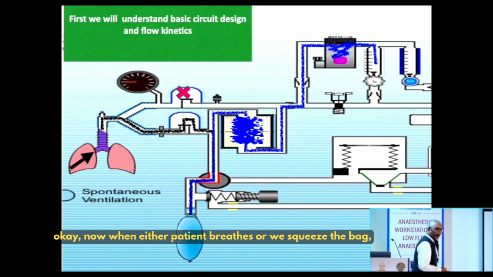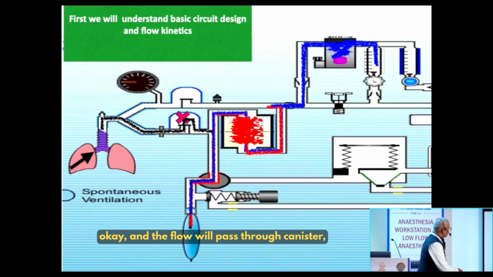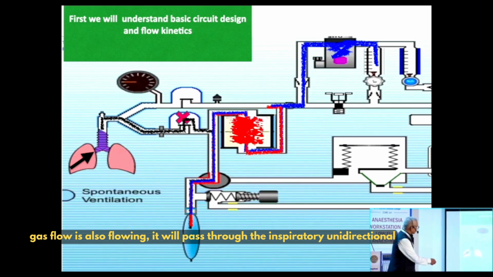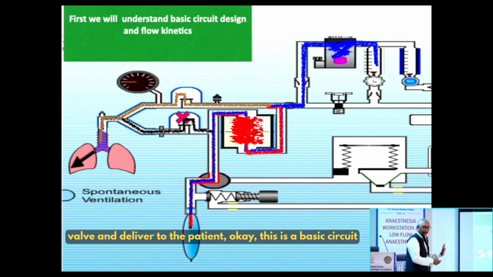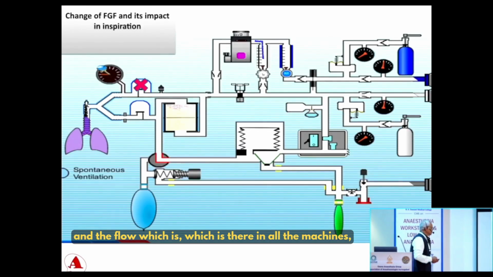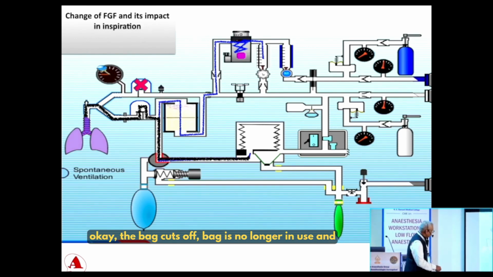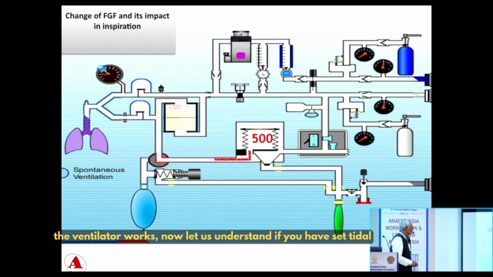Now when either the patient breathes or we squeeze the bag, the flow reverses. The expiratory unidirectional valve will stop, and the flow will pass through the canister. Simultaneously, the fresh gas flow is also flowing. It will pass through the inspiratory unidirectional valve and be delivered to the patient. This is the basic circuit and flow in all the machines. If we switch over to the ventilator, the bag cuts off, the bag is no longer in use, and the ventilator works.